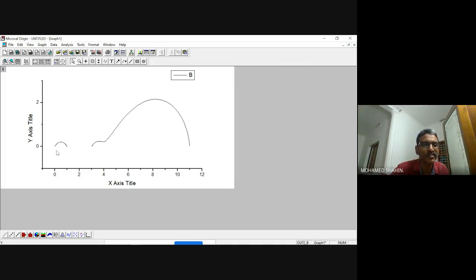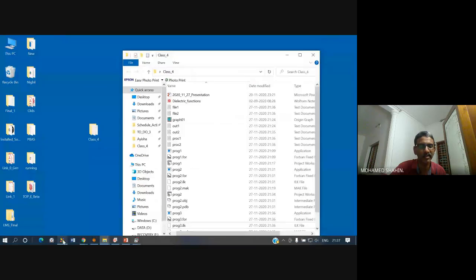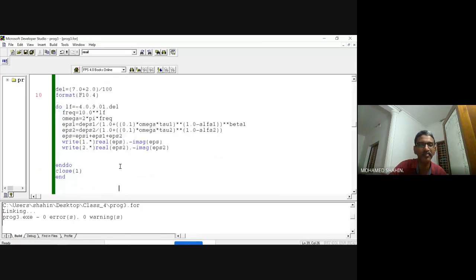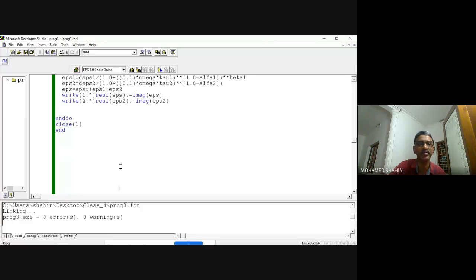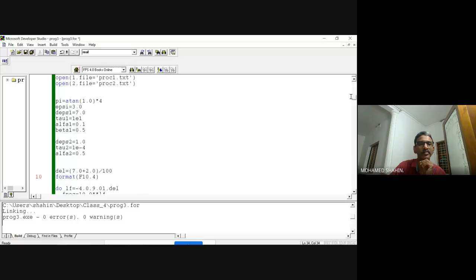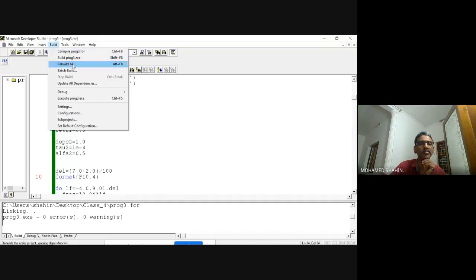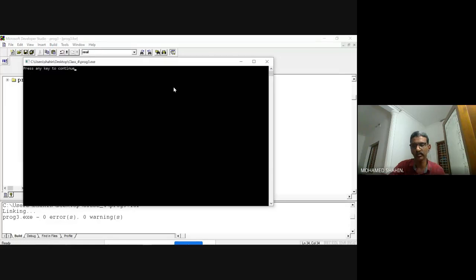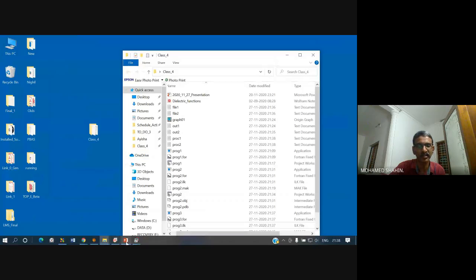Yeah, this is because you haven't added the epsilon infinity to this. That is why it started from this. So what you have to do in the program is add the epsilon infinity to the real part. Real part plus EPSI. So the real part would be shifted to right. Build, rebuild all, build, execute. Okay, that is what is missing there.